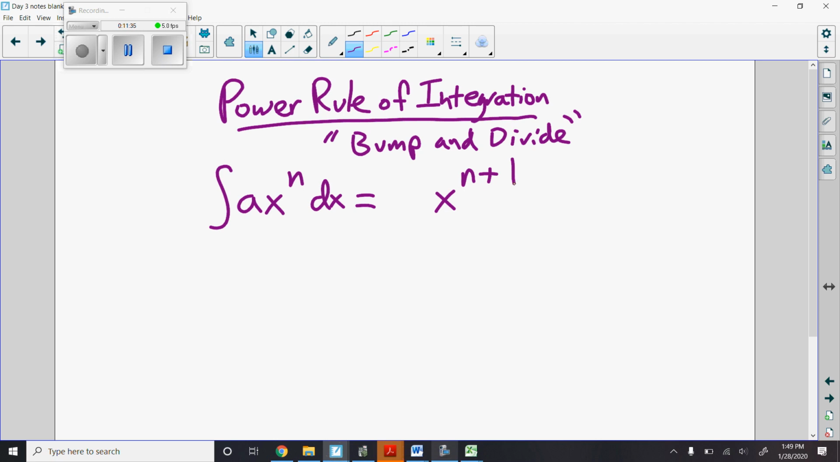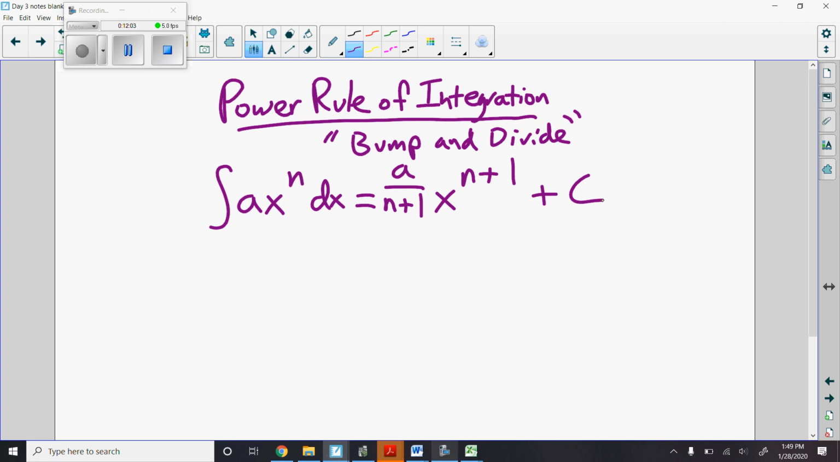Okay, and what I have to do is take my original coefficient, that a, and divide by my new power. I'm not dividing by n, I'm dividing by the new power, n plus 1. So the coefficient should be a over n plus 1. And then again, I have to tack on my plus c because it's an indefinite integral. There could be a constant of any kind attached there.